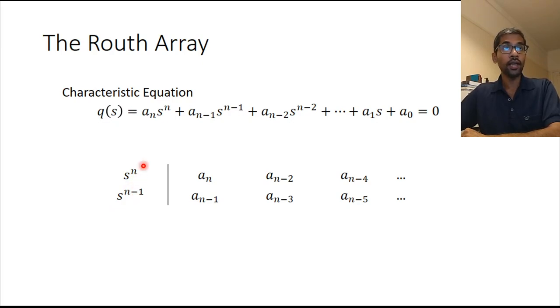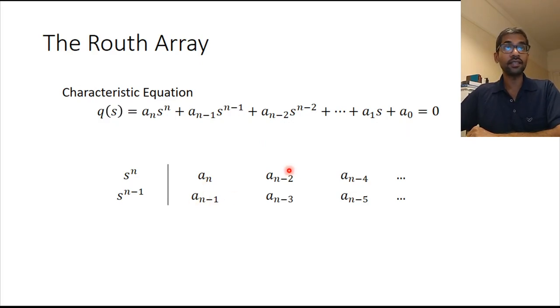Okay, and then what we do is we write the coefficients of the powers of s on the right hand side of this array. So the coefficient of s to the power n would go here. The coefficient of s to the power n minus 1 would go here. The coefficient of s to the power n minus 2 would go here. The coefficient of s to the power n minus 3 would go here. The coefficient of s to the power n minus 4 would go here, and then n minus 5, n minus 6, n minus 7, till we reach a0. Is that okay? So that's the first step of the Routh array. So we are filling in all the coefficients.